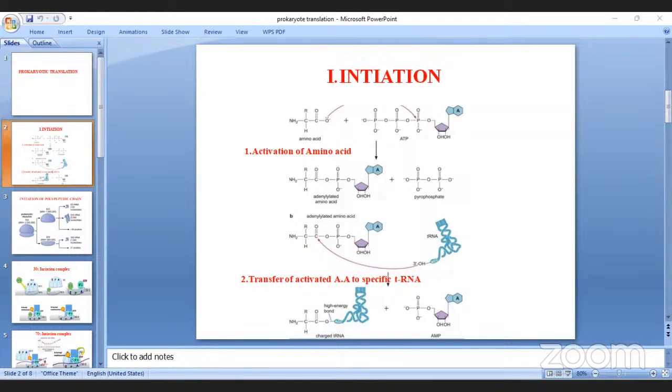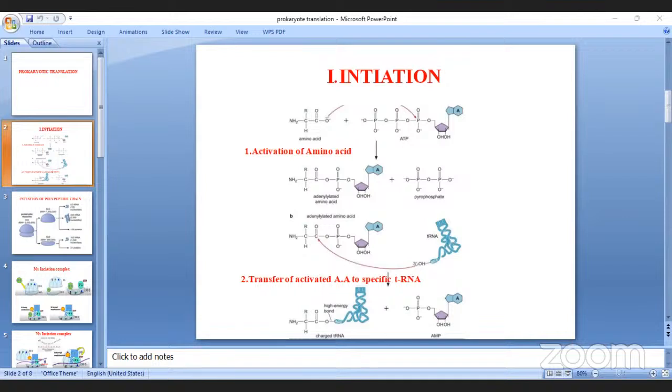So for the activation of amino acids: these amino acids are actually in an inactivated state in the cytoplasm. They should be activated. Are you following the slide? Yes. Actually, this is the inactivated amino acid. Follow my cursor. This inactivated amino acid is activated with the help of ATP energy by the amino acyl synthetase enzyme. Write down amino acyl synthetase enzyme.